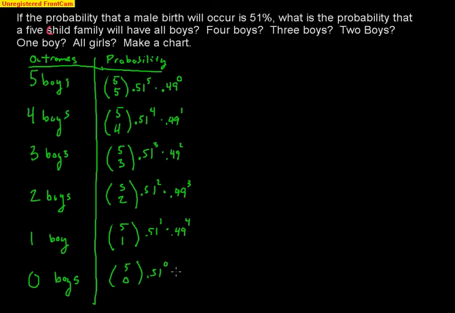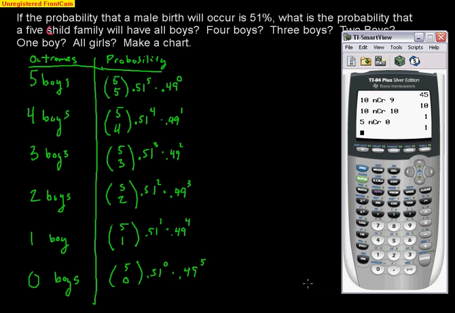So you'd actually have to go through and figure all these out, and I'm going to try to do so fairly quickly on my calculator here. 5 choose 5, I know that's 1. There's only one way that could happen. So it'd be 1 times 0.51 raised to the 5th. And I don't even need to type in the 0 power, but I'll do it anyway, because anything raised to 0 is going to be 1, so it shouldn't matter. And I get 0.0345. So the probability of having all boys is 0.0345.